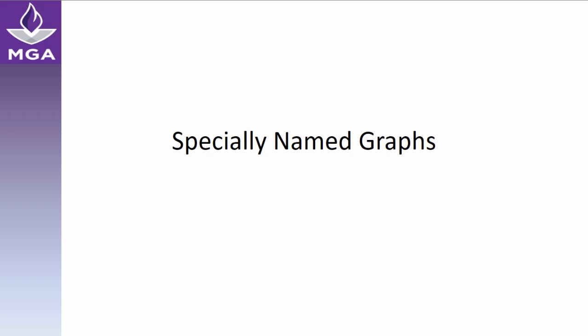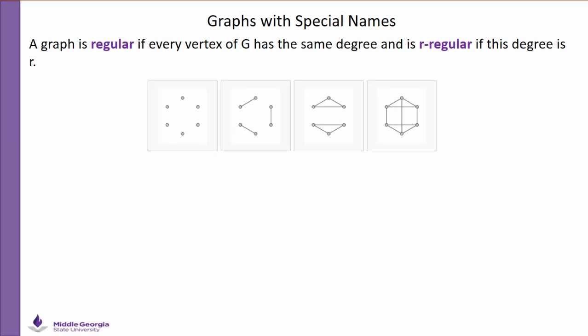Specially named graphs. One branch of mathematics is graph theory, and graph theorists have developed specific names for certain kinds of graphs. One of those kinds is a regular graph. A graph G is regular if every vertex of G has the same degree, and is R regular if this degree is R. We have a picture of 4 graphs, each with 6 vertices.